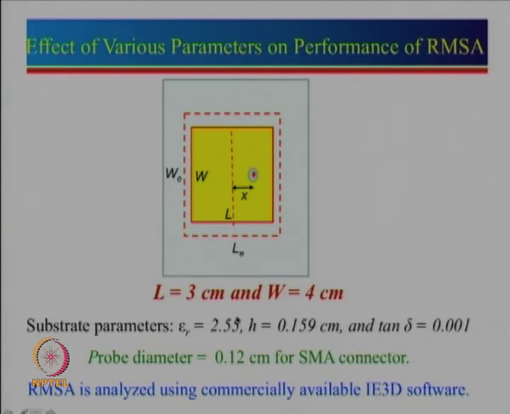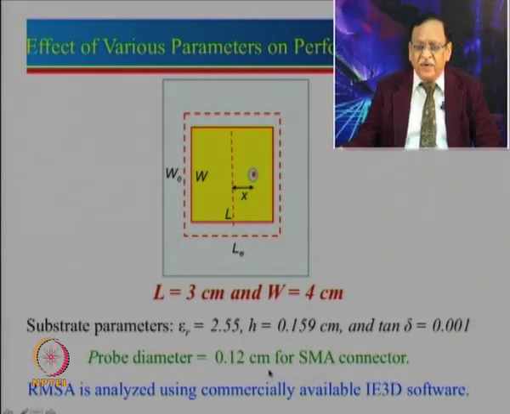So, as a starting and different design example, we have taken L equal to 3 centimeter and W equal to 4 centimeter, and these are the substrate parameters. And for the simulation, we have taken probe diameter as 0.12 centimeter. This is the diameter for SMA connector.